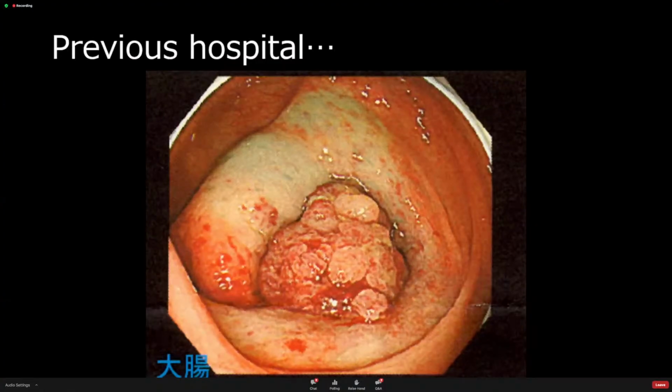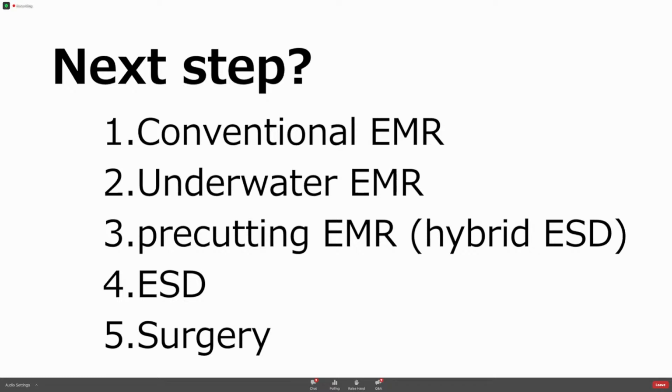But in the previous hospital, this region showed a non-lifting sign, so they recommended surgery. However, the patient wanted to receive an endoscopic procedure, so we performed endoscopic resection. So what is the next step? Conventional EMR, pre-cutting EMR, ESD, or surgery is recommended.